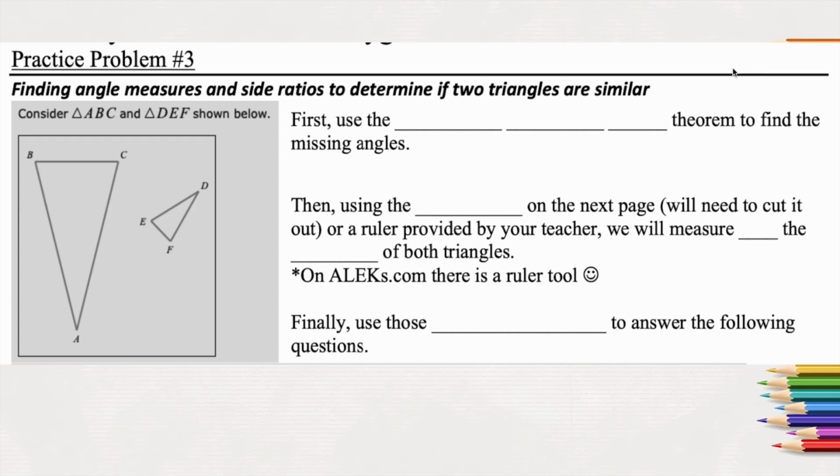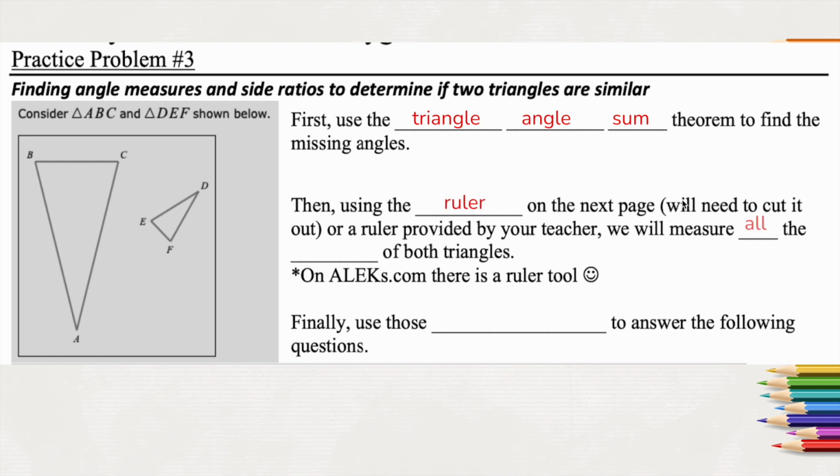All right, in this video, we're actually going to measure the angles and the side lengths to figure these out. On ALEKS, there is a ruler tool that you will click on and it will actually let you measure. So first, we're going to use the triangle angle sum theorem to find any missing angles because usually they give us 2 out of the 3 for one of the triangles.